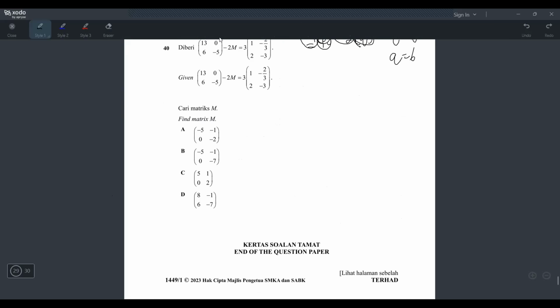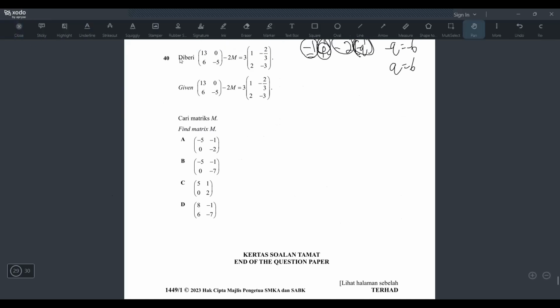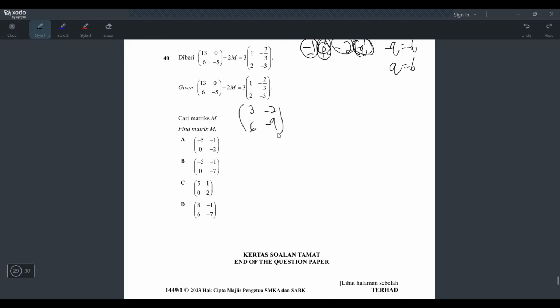Okay, last question, number 40. So what do I want? Given this one minus 2M equals to this, find matrix M. If I am you, I will straight away multiply in the 3 first. So when you multiply in the 3, it becomes what? This will become 3 times 1 is 3. 3 times this is negative 2 because you can cancel. 3 times 2 is 6. 3 times negative 9. Right?